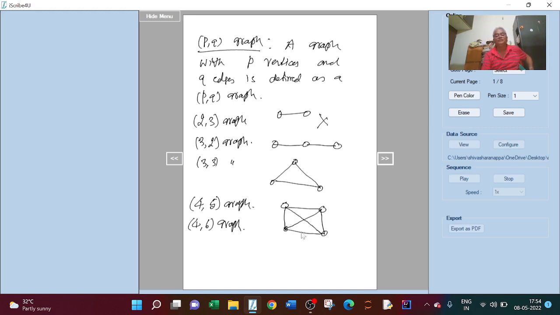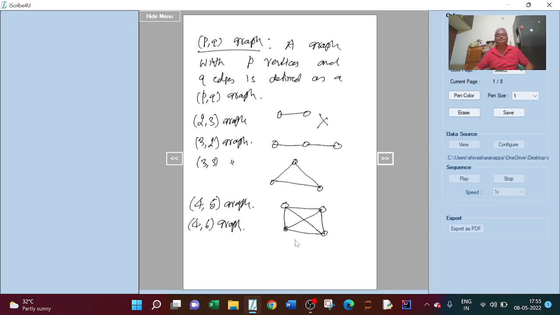This is a 4, 6 graph, and it is not possible to get a 4, 7 graph because all the edges exist here. It is not possible to add one more edge to this graph, since that becomes a multigraph having multiple edges. If I am drawing a simple graph with 4 vertices, then the maximum number of edges is 6. And if a graph has p vertices, what is the maximum number of edges allowed in a simple graph with p vertices?